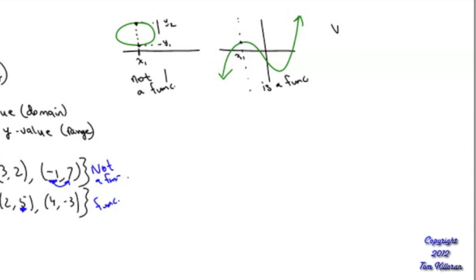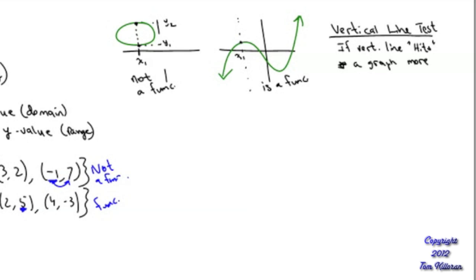The fancy name for this test, of course, is the vertical line test. If a vertical line hits a graph more than once anywhere, it is not a function. A vertical line hits the graph anywhere. It just has to happen once.